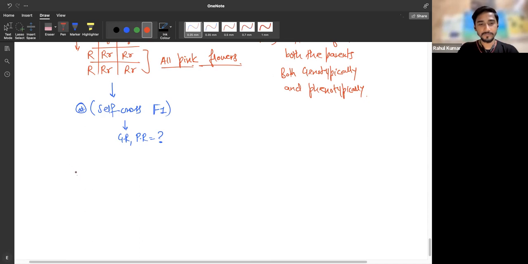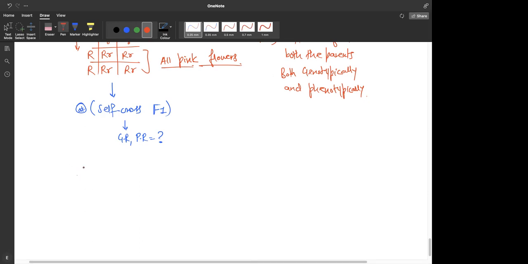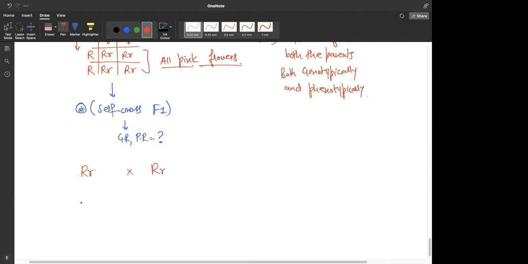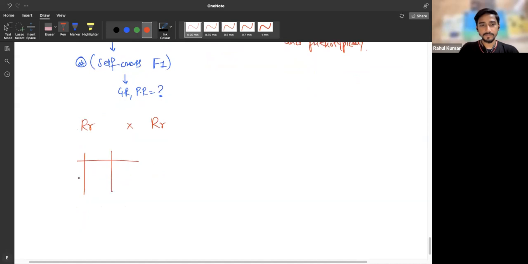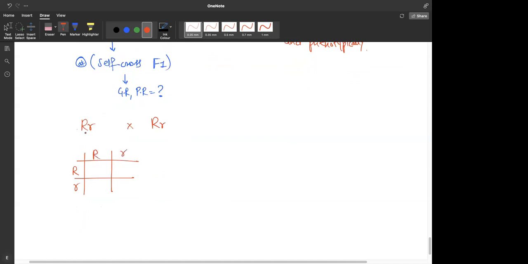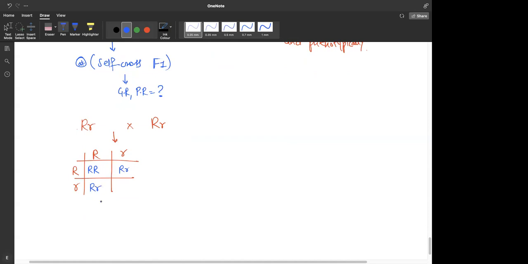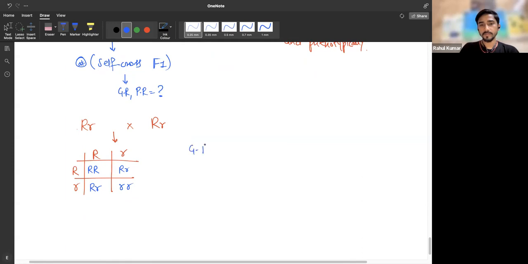So self-crossing F1, what will be the first parent's genotype? The first parent will be capital R small r, and the other parent will also be capital R small r. Yes, very good. The parents will be capital R, small r and capital R, small r. So the progeny is capital R capital R, then capital R small r, then capital R small r, then small r small r.